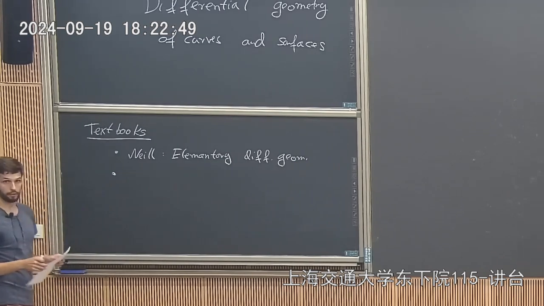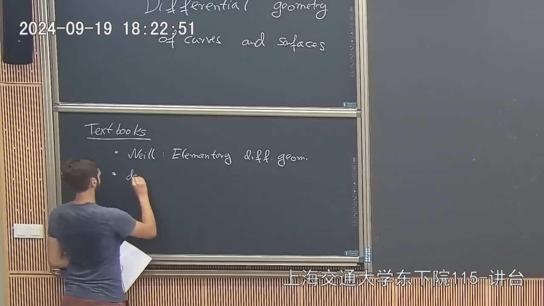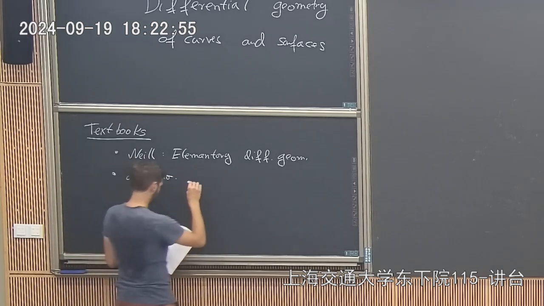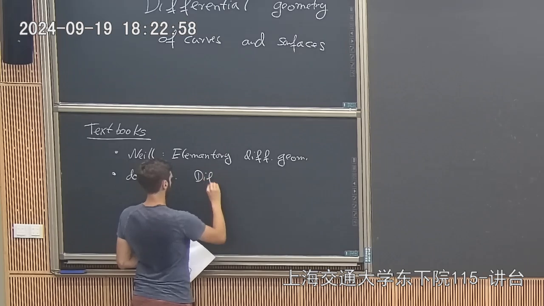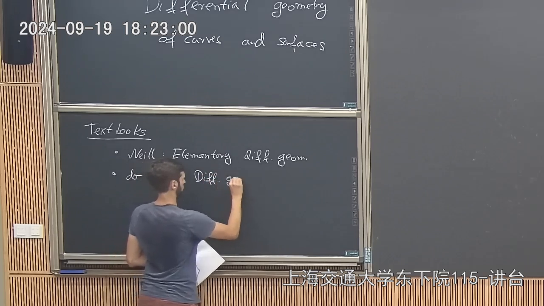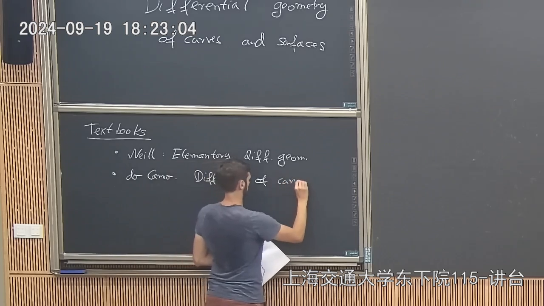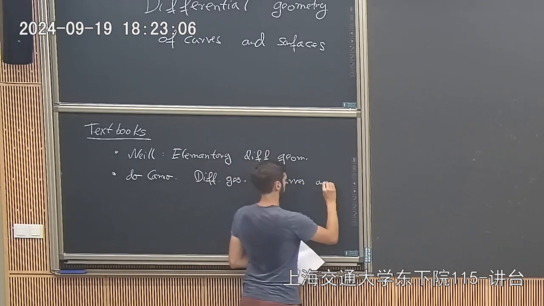Another one, which is really one of the standard books, is by do Carmo. And that's exactly the name of the course also: Differential Geometry of Curves and Surfaces.